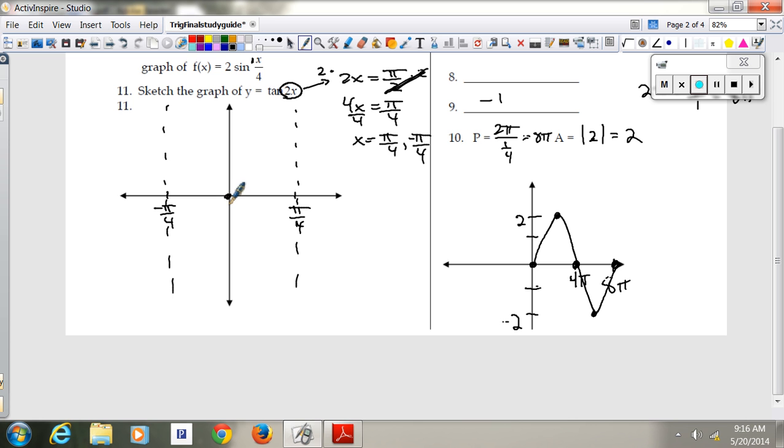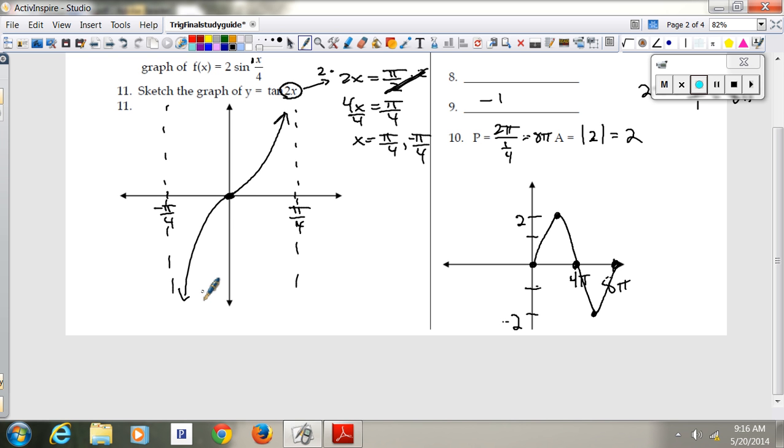And the tangent curve always has a point on the origin. 0 is always a 0 on your tangent. Always at the top is a 0. The tangent curve, as long as it's positive, is going to go up on the right side and down on the left side.